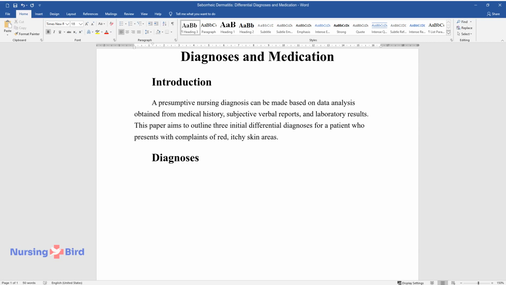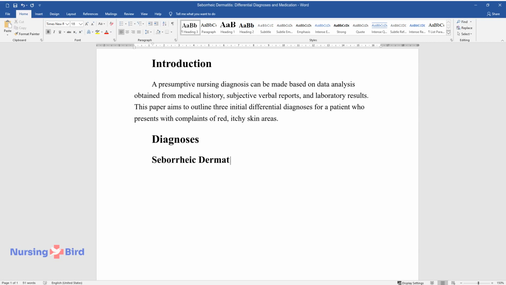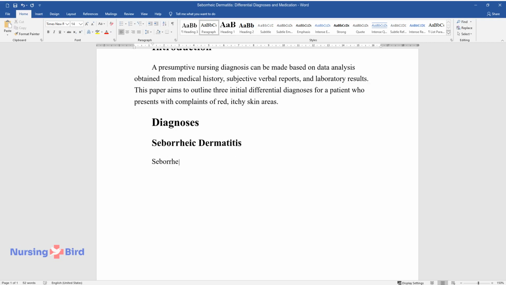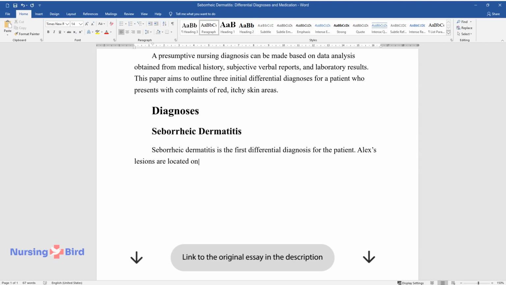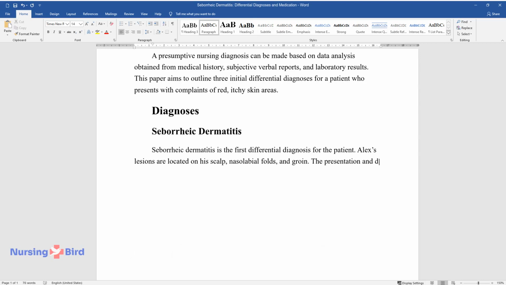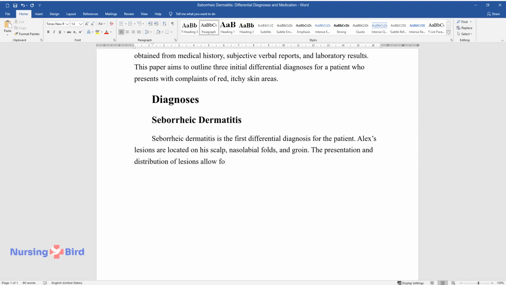Diagnoses. Seborrheic dermatitis. Seborrheic dermatitis is the first differential diagnosis for the patient. Alex's lesions are located on his scalp, nasolabial folds, and groin. The presentation and distribution of lesions allow for making a clinical diagnosis.